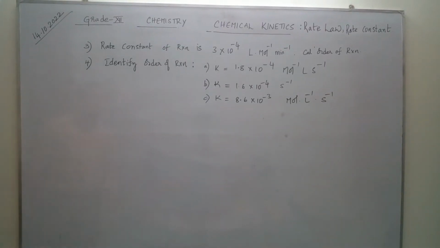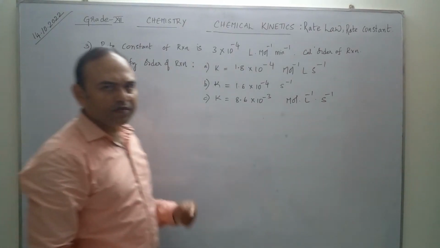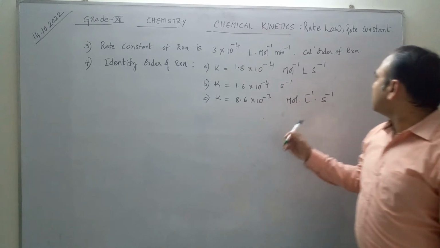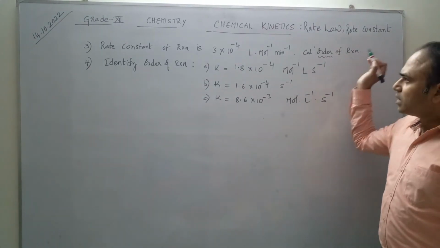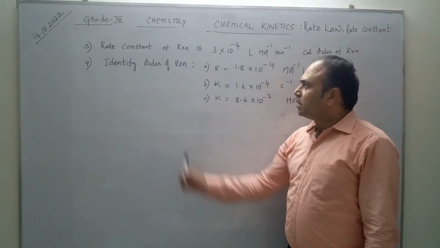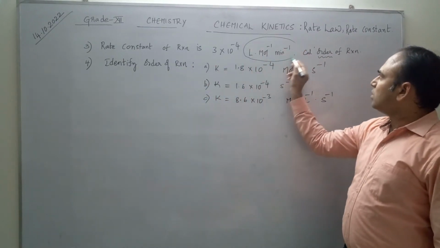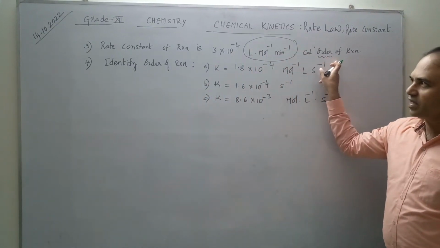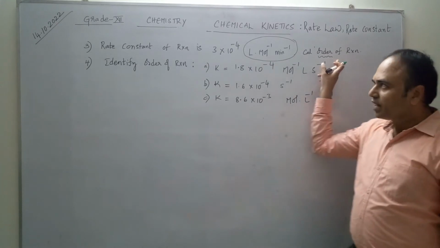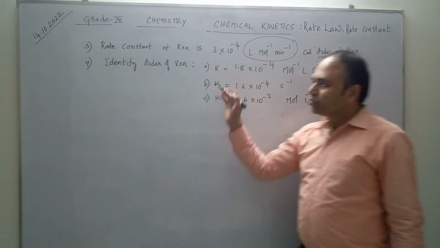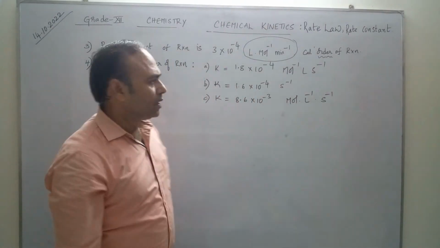Now question number 3 and 4, here a very simple thing, we will see another formula to calculate the order of reaction. It's the second type of question. They will give you the rate constant, and with the units we have to calculate the order of reaction, because here we don't have the rate law, we only have the unit. So both the questions we have to solve using a formula.